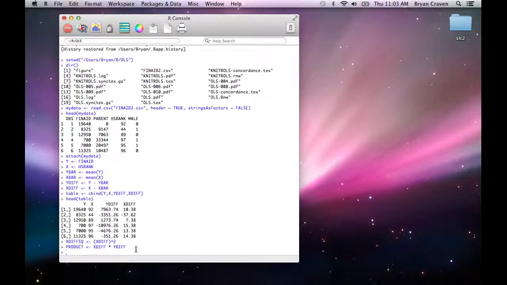And now we're ready to calculate beta hat 1, which we can do using the sum command in R, and we're going to assign the name beta hat 1 to that output. So beta hat 1 is equal to the sum of that product we just created divided by the sum of that vector xdiffsq.